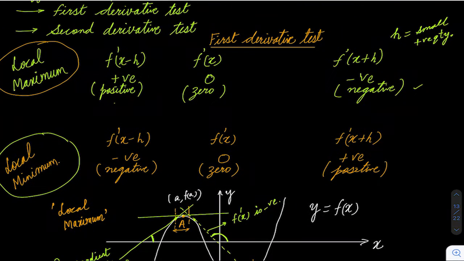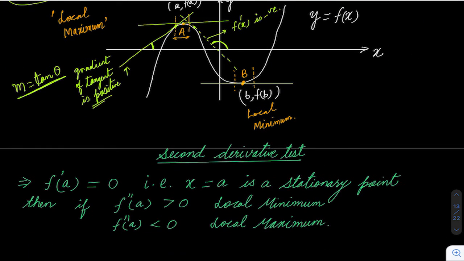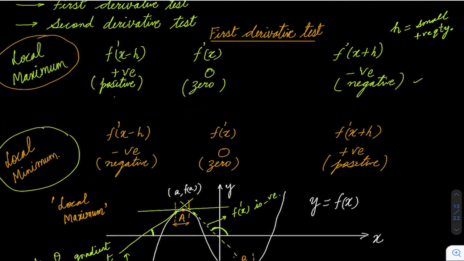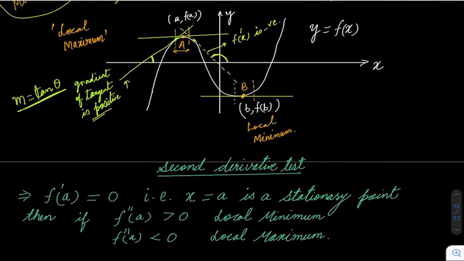So this is just for understanding. Generally I remember it like this. If you go from positive to negative, as you can see, this is gradient, so if you go from positive to negative, you have local maxima. And if you go from negative to positive, you have local minima. Instead of remembering that to the left of this is positive and the right is negative, I remember it like this: positive to negative, you have local maxima; negative to positive, you have local minima. Okay, this is the first derivative test. That is one way to differentiate local maxima and local minima.